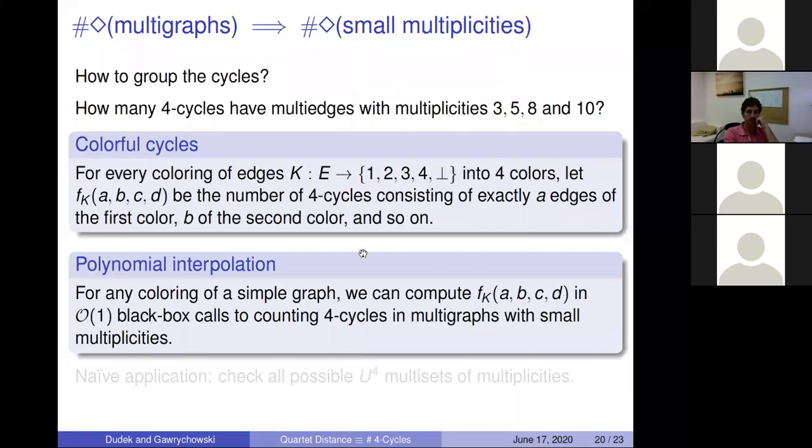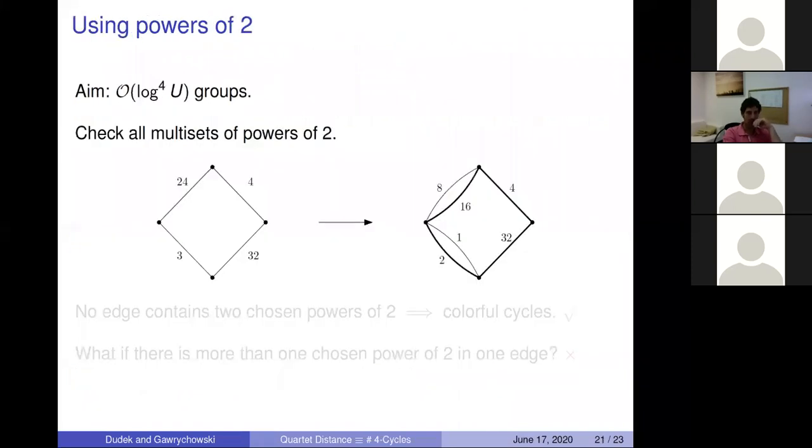And now you could iterate over each quadruple of multiplicities. Okay, but this is too large because every multiplicity could be distinct. So now the idea is to represent each multiplicity as a power of 2 and operate on powers of 2. So guess a multiset of powers of 2. You will get only log to the power of 4 groups. On each of them, you will apply this reasoning with polynomials. This turns out to be a little bit tricky.